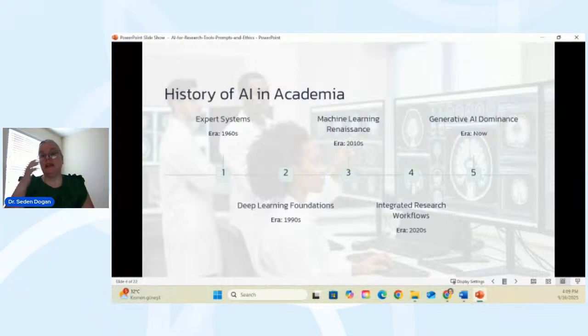And the real shift actually is from analyzing to creating. Older AI told us what was in the data, but now generative AI produces new content: text and images, even code. That's pretty exciting, but also very risky because AI can hallucinate, confidently producing wrong or made up information, even references, right? I'm sure you have already experienced that.